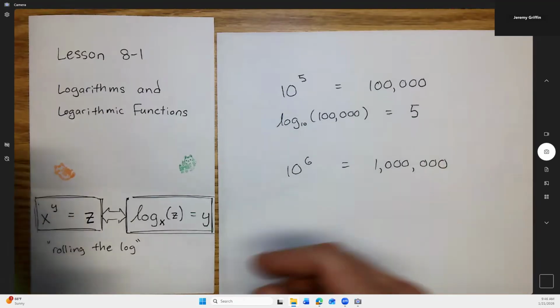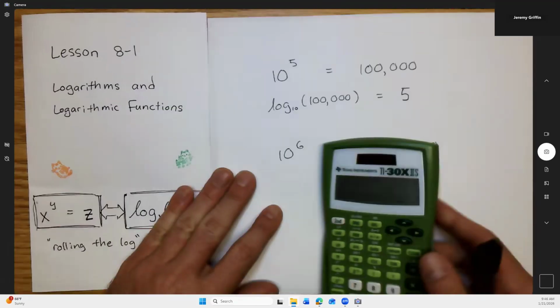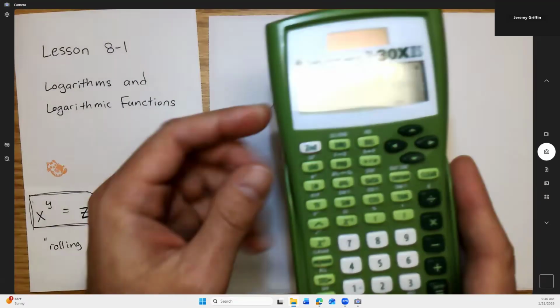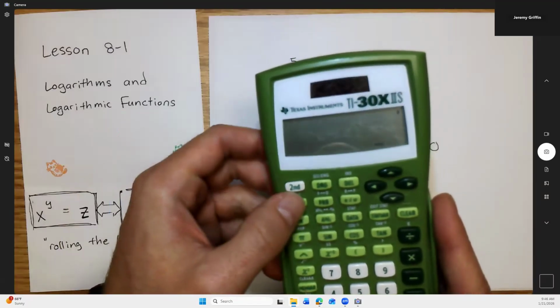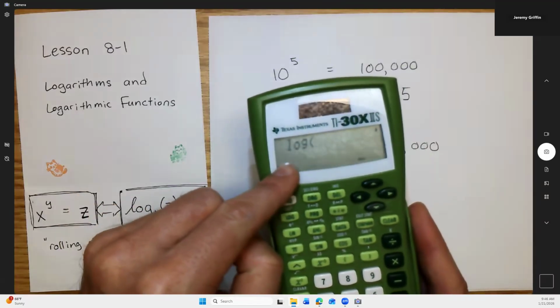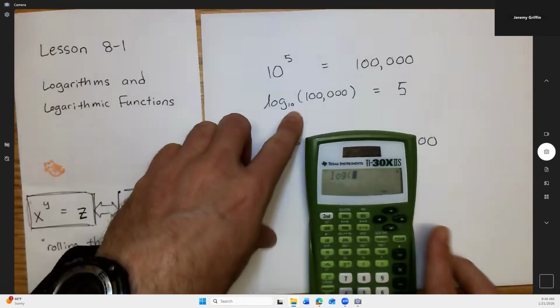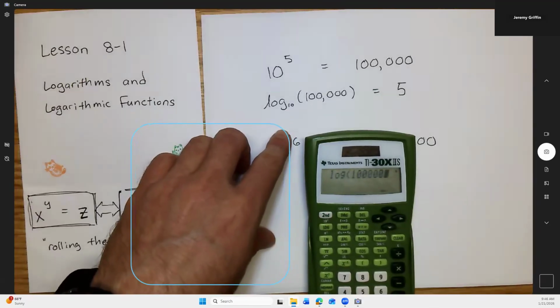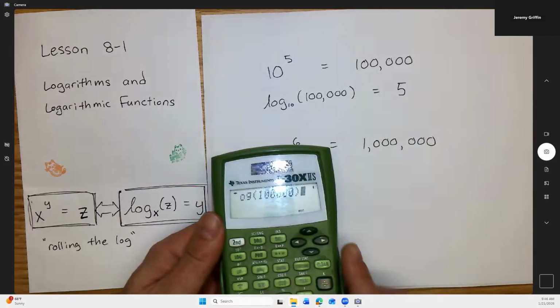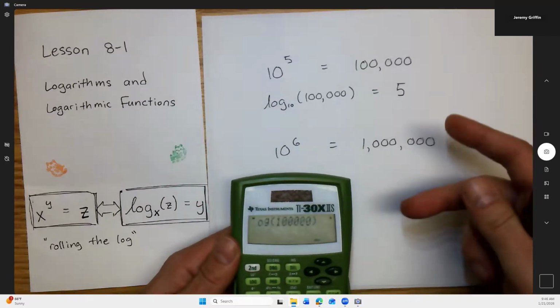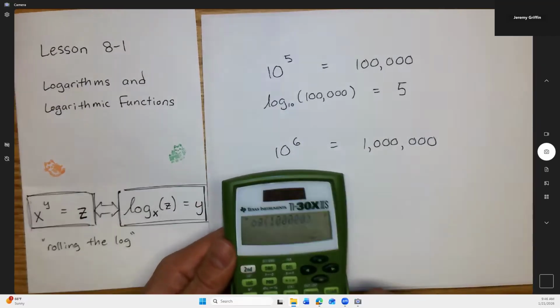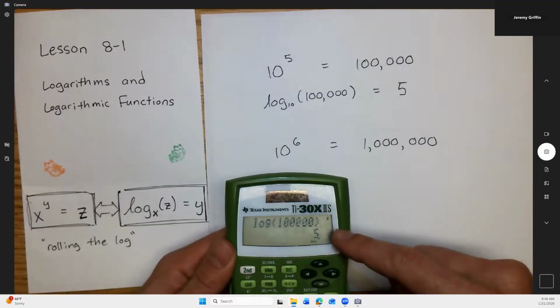Okay. And what about the calculator? Guys, let's confirm this on the calculator. So you guys got this model calculator. So hit log. Again, that's base 10. It's already applied to be base 10. We'll look at the other bases later. Okay. And then type in 100,000 and then close parenthesis. And when I hit enter, what do you think the calculator is going to say? 5? Yeah, it sure does. 5 right there.